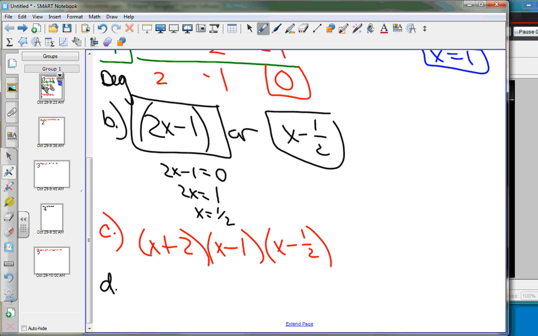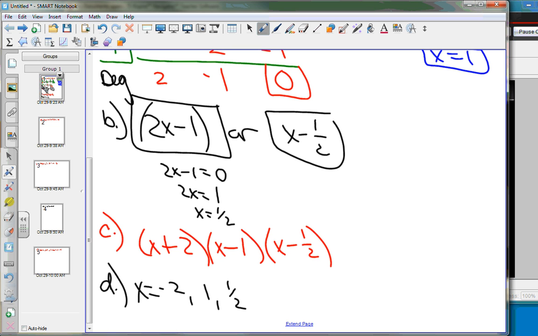Letter D says list all real zeros of f. Well, if this is the factorization of it, what are my zeros? That means solve each one of those for x. So x is equal to -2, 1, and 1/2. So you don't solve it. Do we get that? You don't do anything. You pick them right out of there.